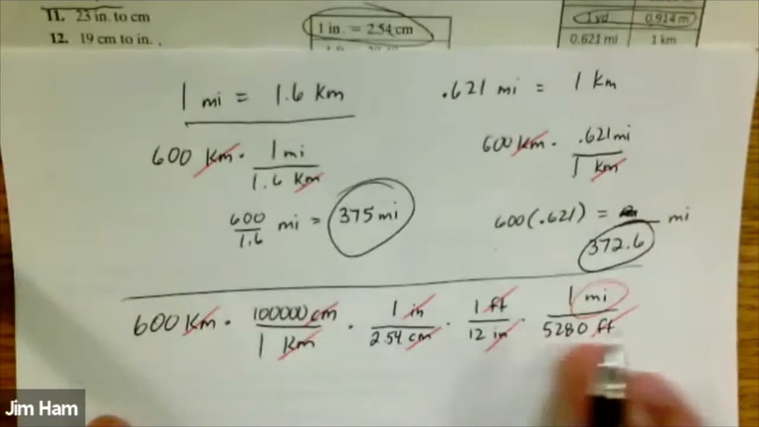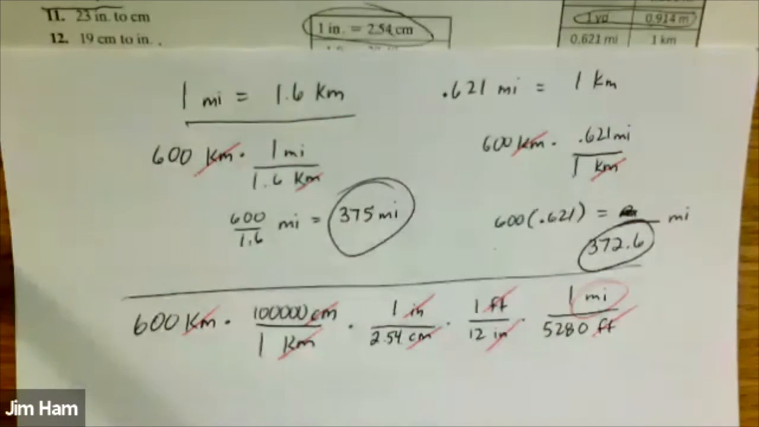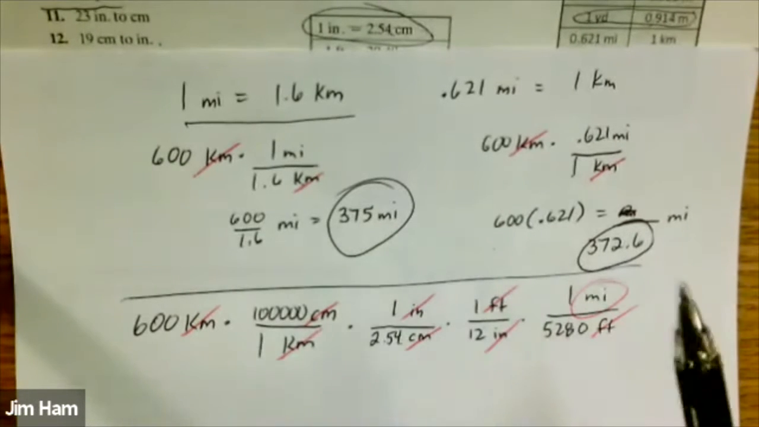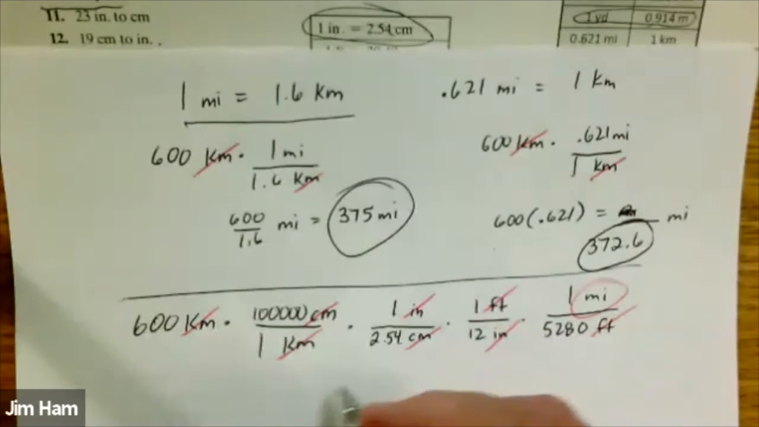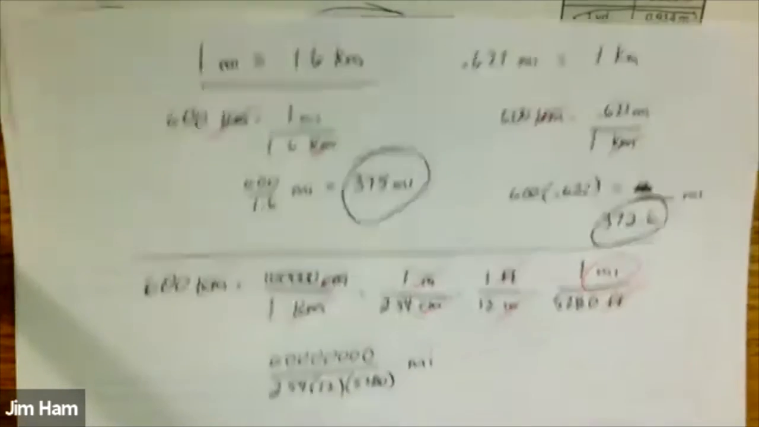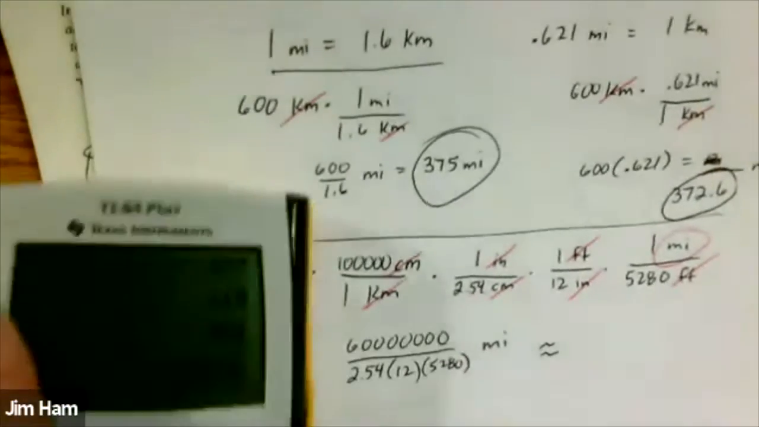Now, this is clearly the hardest one, right? Because you're multiplying by all these fractions. But what I'm saying is that you can even do it this way and you'll get something close to these numbers as well. So we have 600 and then another 1, 2, 3, 4, 5 zeros on the top. And on the bottom, we have to divide by 2.54. We have to divide by 12 and we have to divide by 5,280. And then the unit is miles. We're still going to have to get the calculator out on this one.